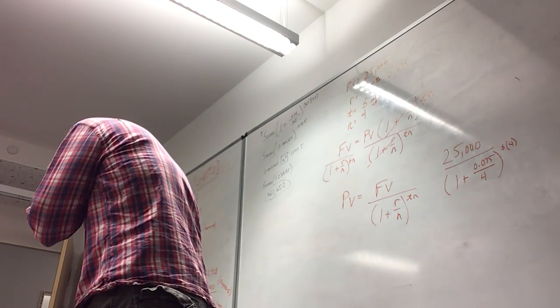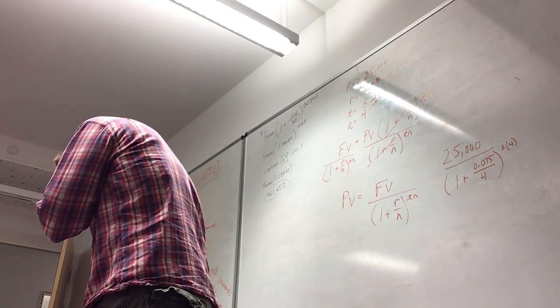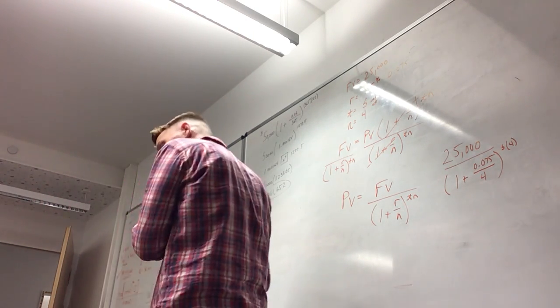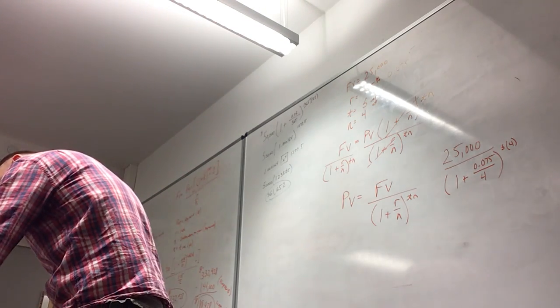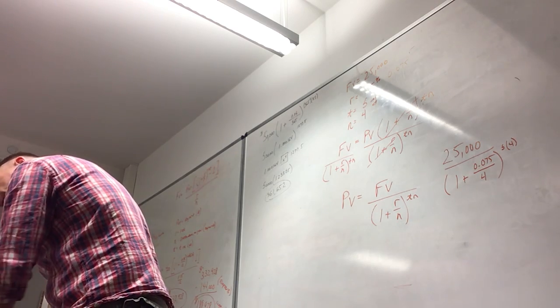So yeah, with the annuity problems, that's all they really want you to do is calculate what is that future value, and then they'll ask you what is the interest that you're making off of it. Or it'll ask you what is the present value, or what is the payment.